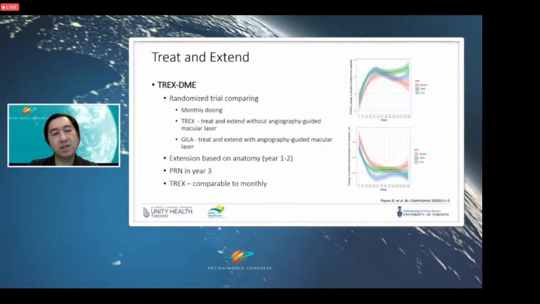There is a treat and extend that has also been put forth by this group, the TREX-DME study, and patients were randomized to monthly dosing, treat and extend without laser, and treat and extend with a guided laser. And essentially, the extension was based on anatomy and a PRN in year 3. And essentially, this treat and extend was comparable to monthly dosing.